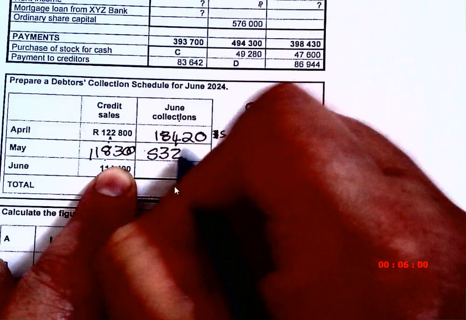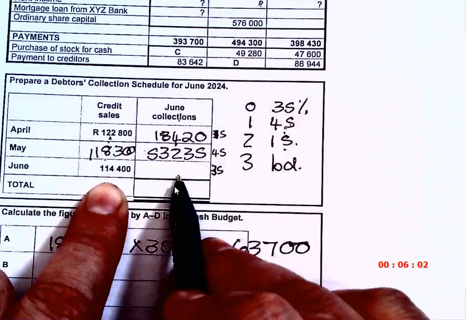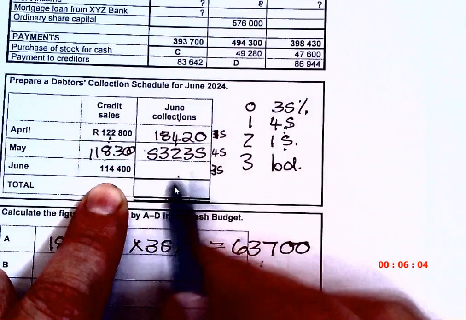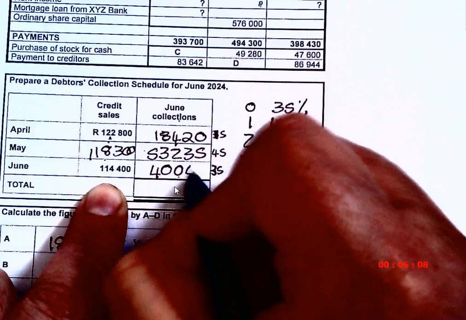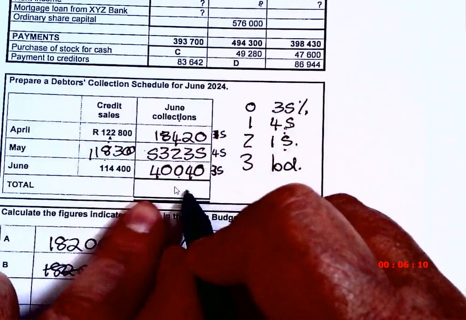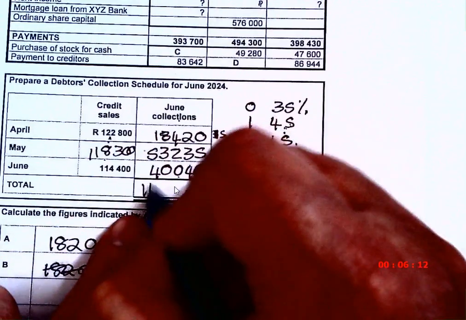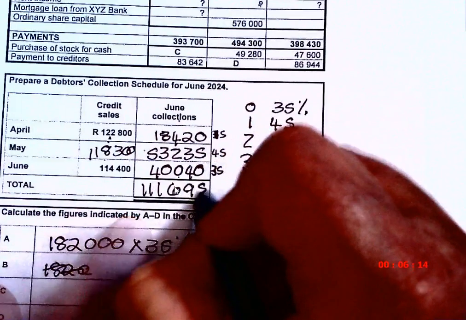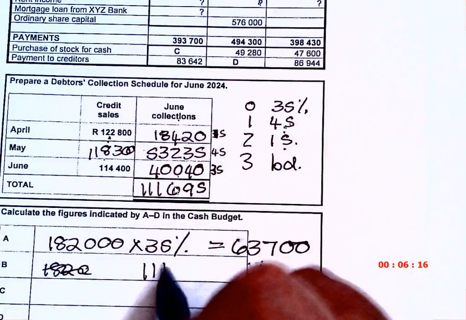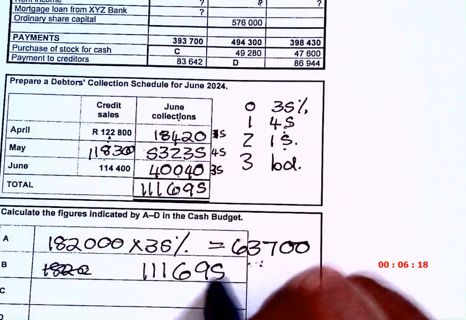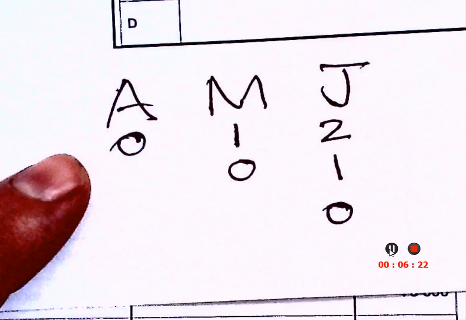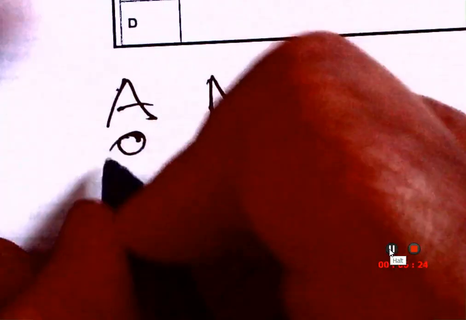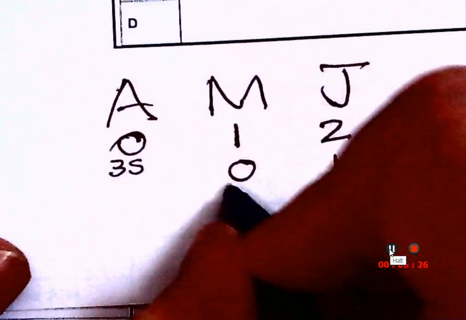53,235. Okay, and the 35% is 40,040. And the total? 111,695. Can I quickly show you before I go on? Like this. So month 0 is always 35%. You see?